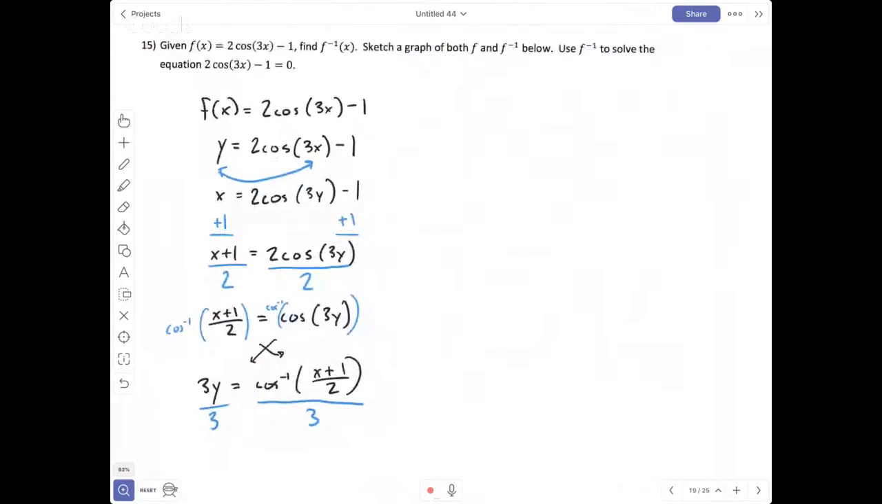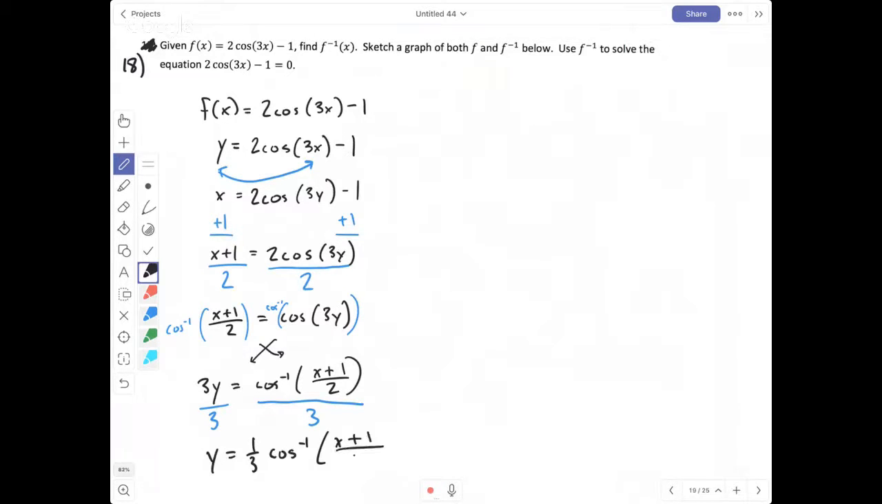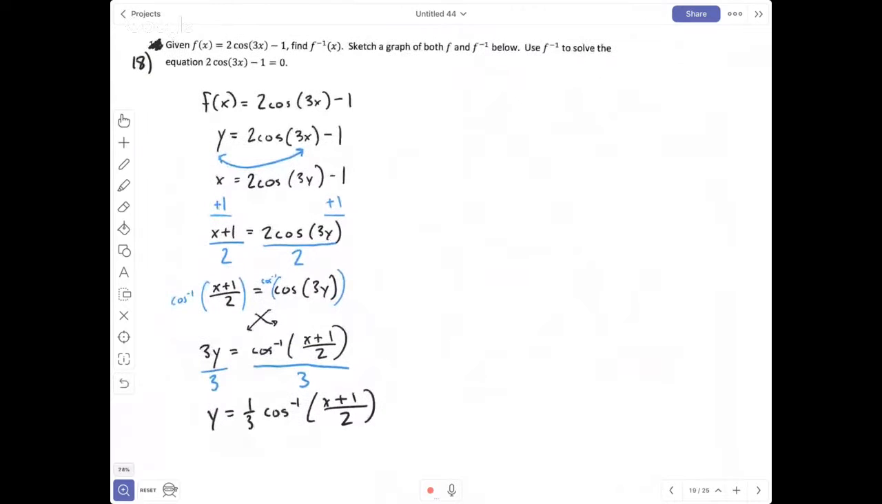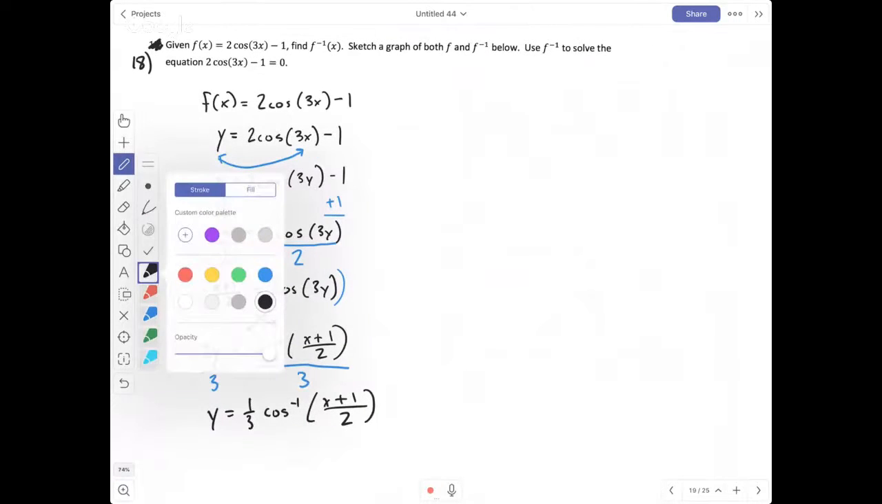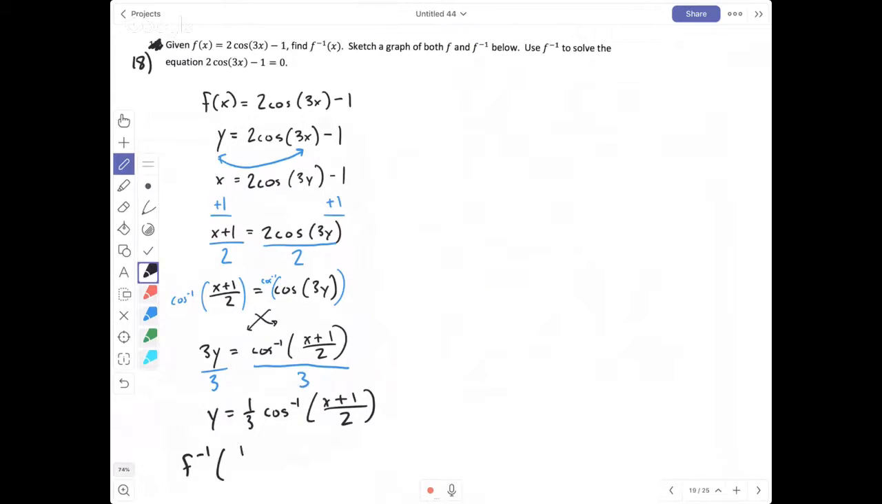I'll mark here that this is actually 18 on your paper. Dividing by 3, I now get y equal to 1/3 inverse cosine of (x plus 1) over 2. And that means that I have now found f inverse, which is 1/3 inverse cosine of (x plus 1) over 2.